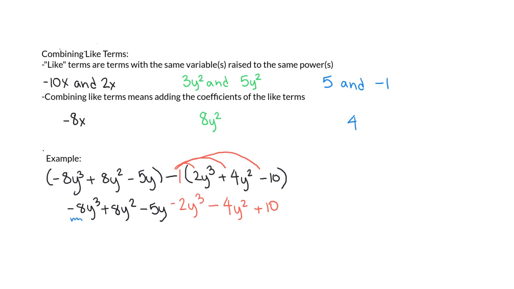Starting here, we have negative 8y to the third. A term that's like that has the same variable to the same power, so that would be negative 2y to the third. If we combine those two, we get negative 10y to the third. Next, I see 8y squared and negative 4y squared have the same power. Adding 8 and negative 4, we get positive 4y squared.